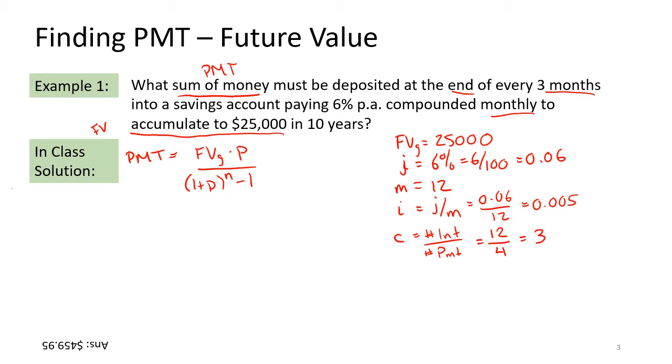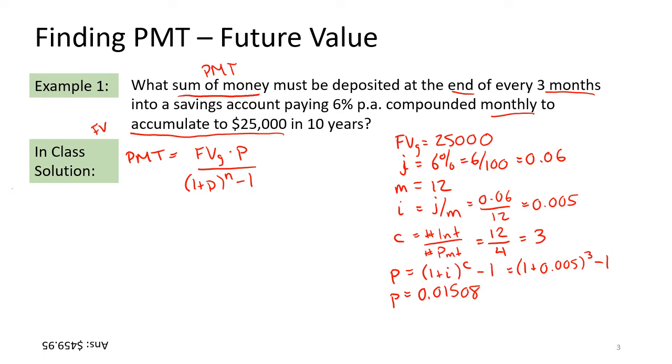So now we can calculate the equivalent rate of interest, P. And that's 1 plus your periodic interest rate to the exponent C, minus 1. In this case, it's 1 plus 0.005 to the exponent 3, minus 1. And if you calculate that out, you get a value of P of 0.01508.